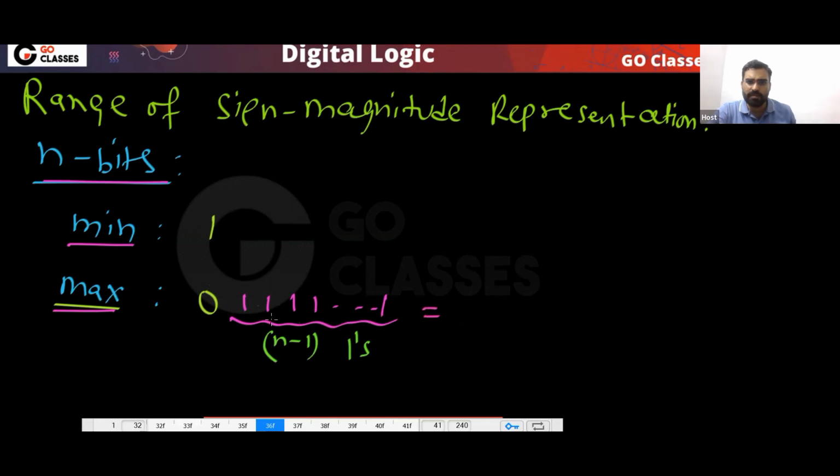So what is this number with n minus 1 ones? This is 2 power n minus 1, minus 1. Because I hope you already know, if I ask you what is 2 power n, that will be 1 followed by n zeros.